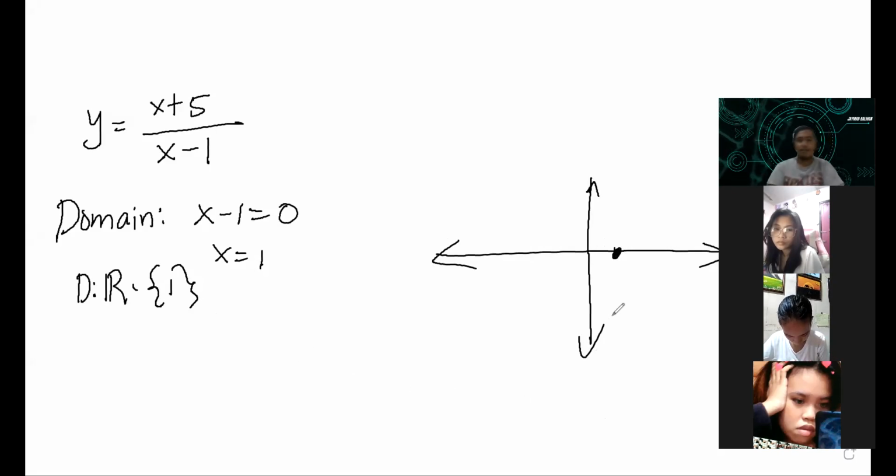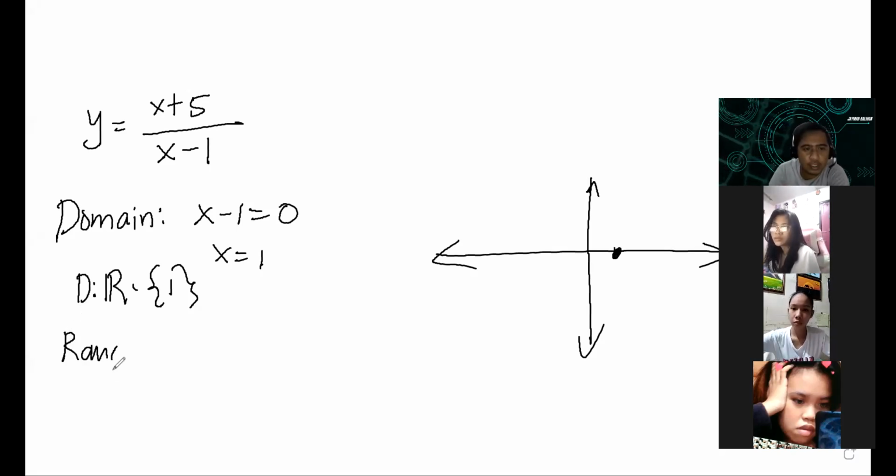You read it as all real numbers. By the way, all real numbers, right? The real number line. That is why it is called the real number line. It consists of natural numbers, integers, as well as rational numbers and decimals. We also have the range.